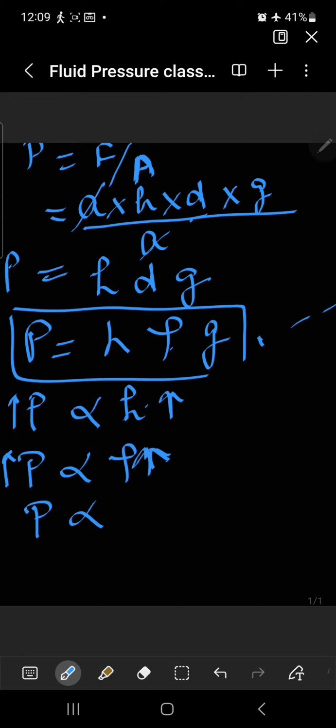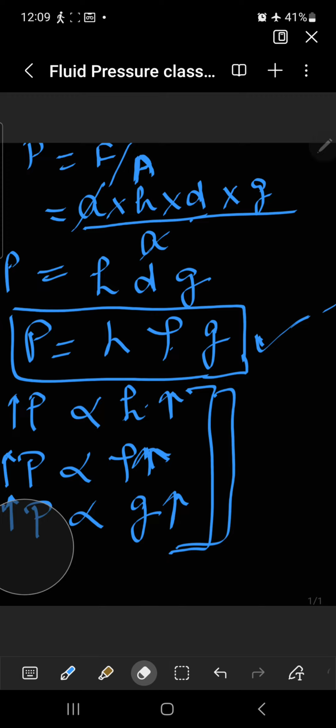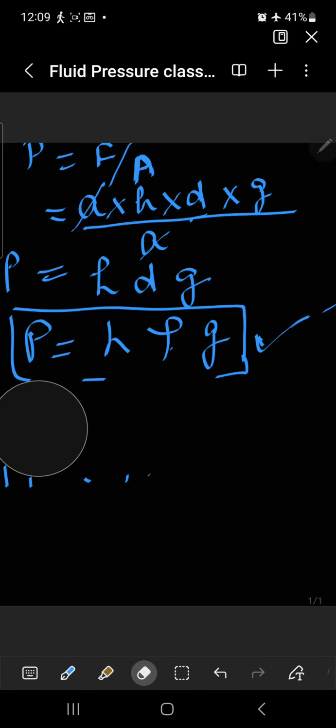Third, pressure is directly proportional to acceleration due to gravity at any place. If the gravitational force is high, then the pressure is also high. So we are talking about fluid pressure here. These three things you have to keep in mind, along with this formula, and we derived that formula today. Now we will discuss one application which is based on this formula only.